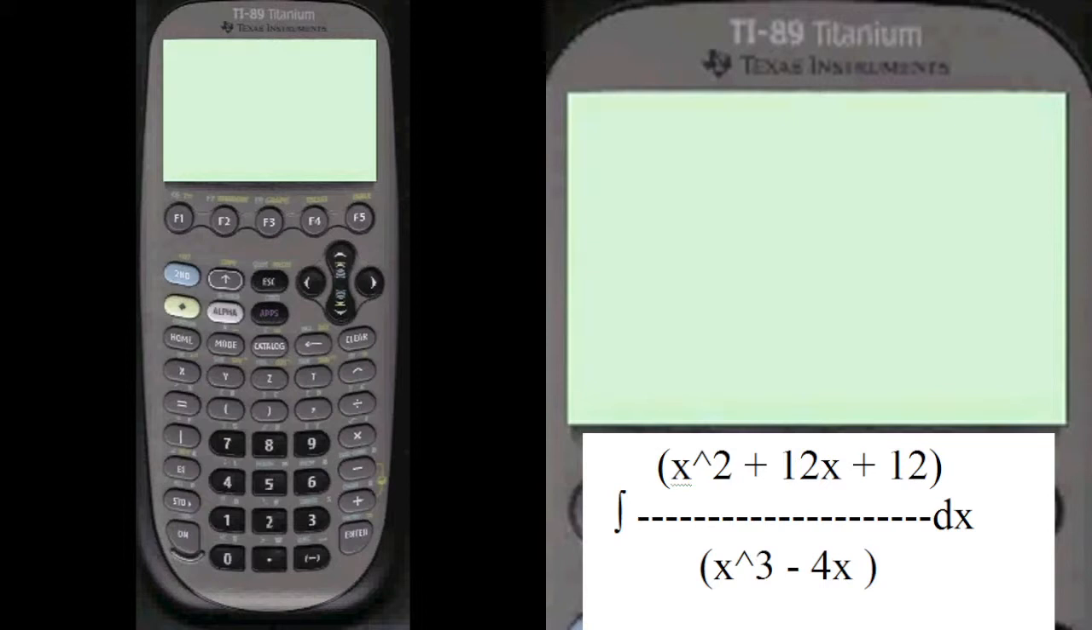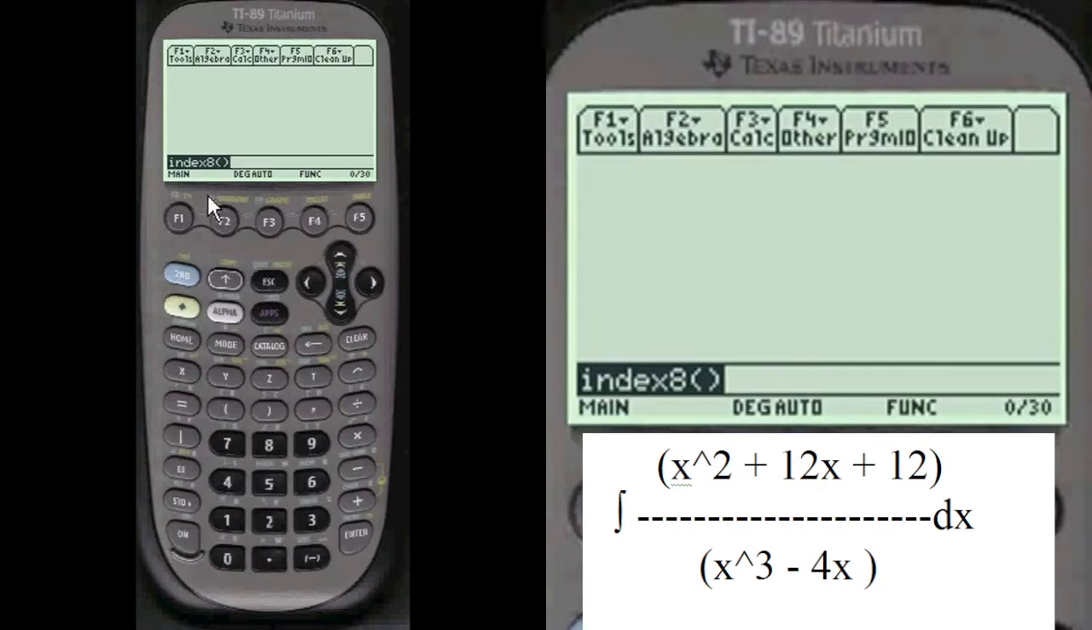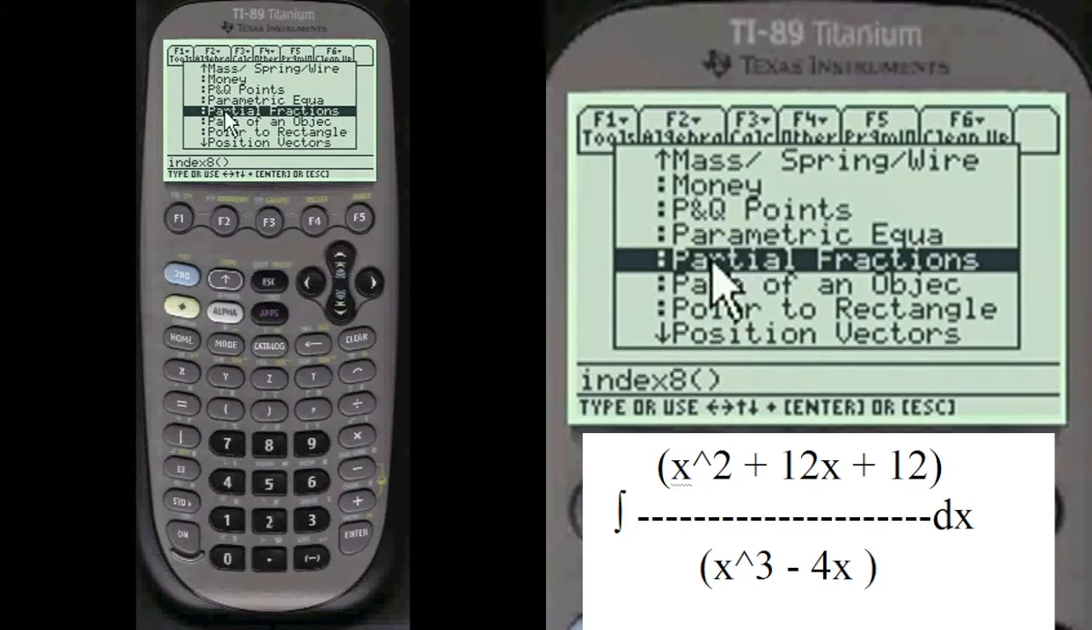Partial fraction decomposition, this time with 3 partial fractions. Let's get started. You put index 8 into here with the open and closed parentheses, you get to my menu. You can scroll down and start up in the A section, but you can scroll down, they're all alphabetical, to partial fractions.